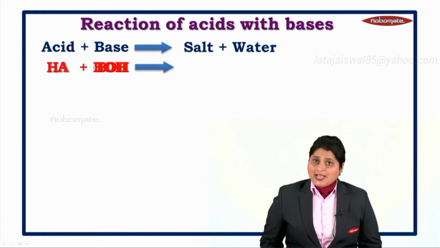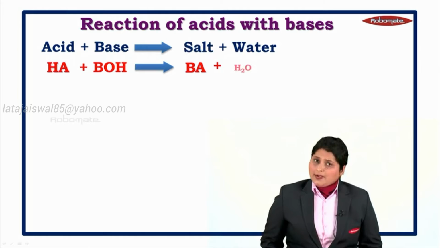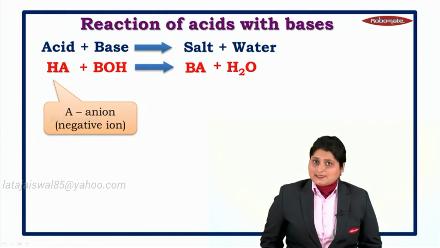Now, when we represent acid by HA, because acid contains hydrogen ions and base contains hydroxyl ions, we represent acid by HA and base by BOH. Now, when they react with each other, what happens? We get BA, that is salt, along with the release of H2O, that is water. Now, what happens next? Let's understand.